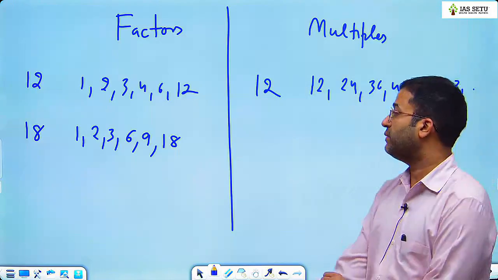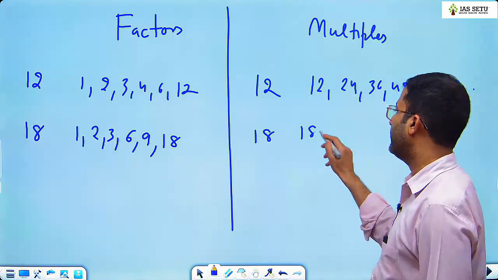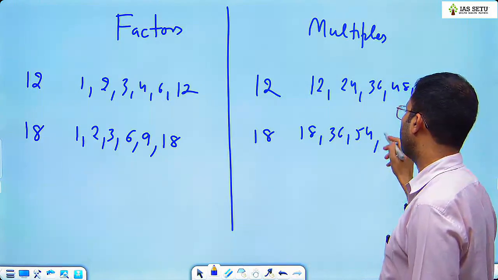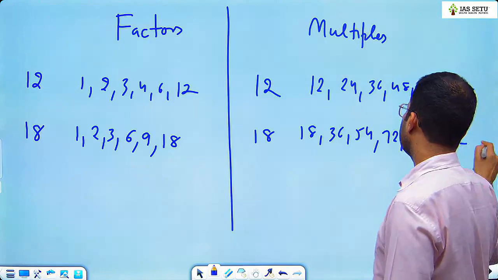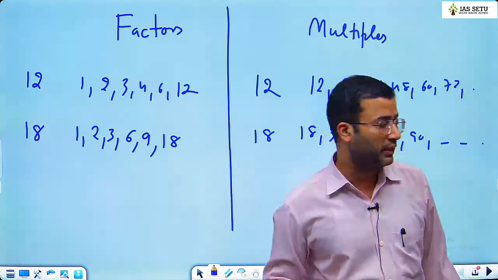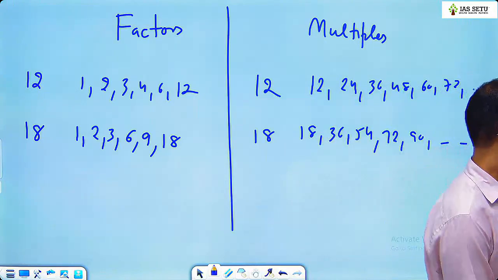But we will see the multiples of 18. We have 18, 36, 54, 72, 90, and so on. Here also we have infinite multiples.